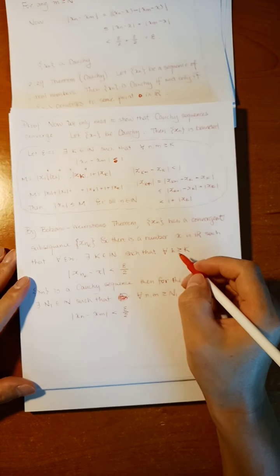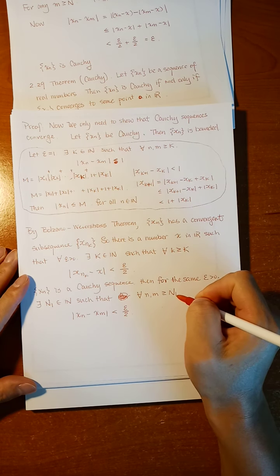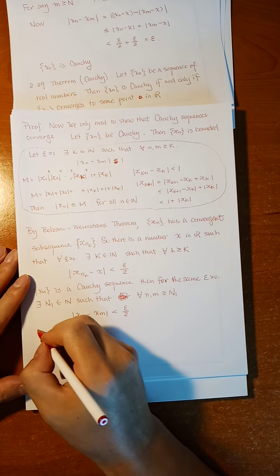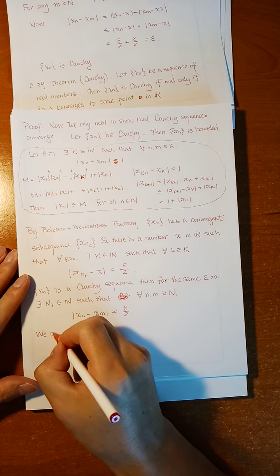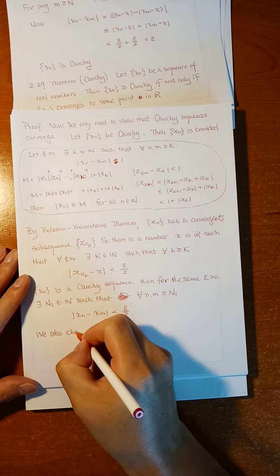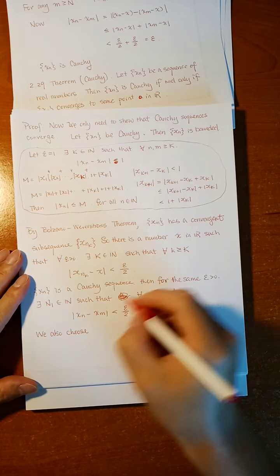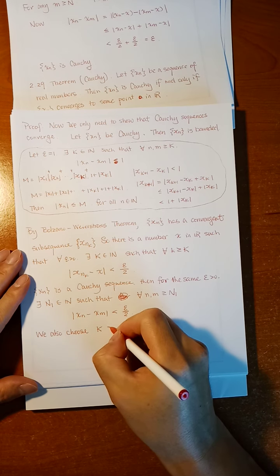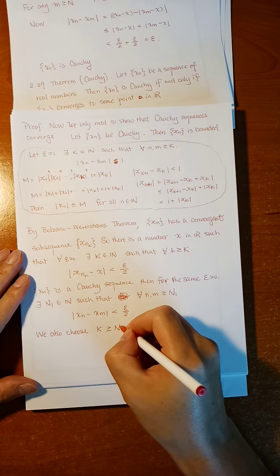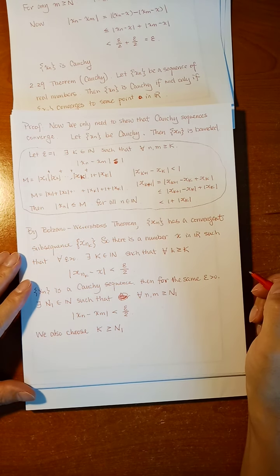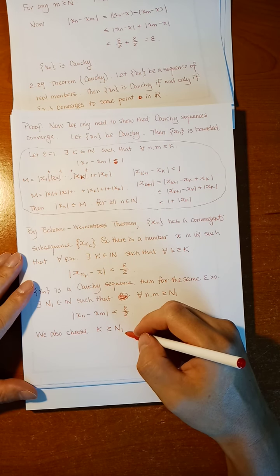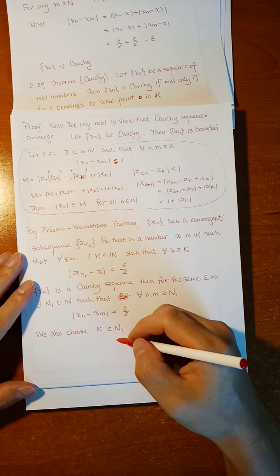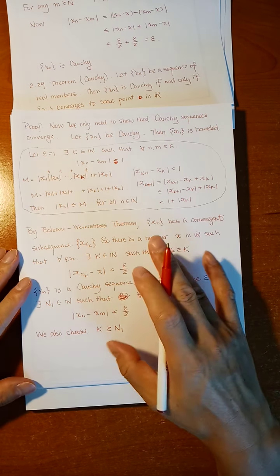Here is a capital K. Here is a N1. So we also choose this capital K to be greater than or equal to N1. If this happens, then both conditions are satisfied.